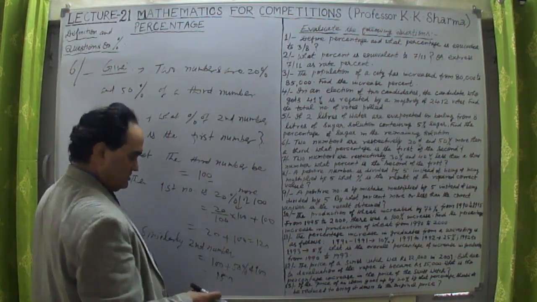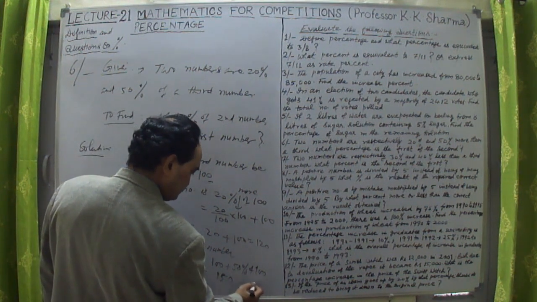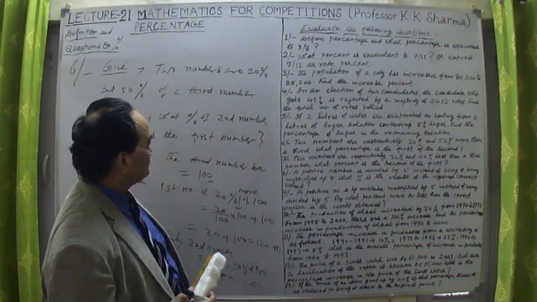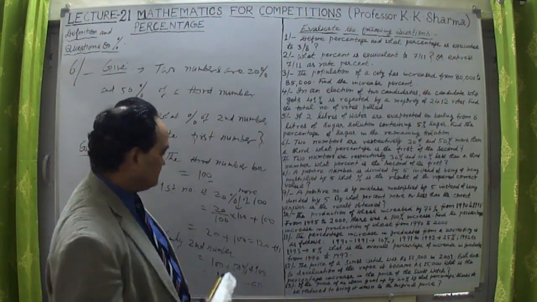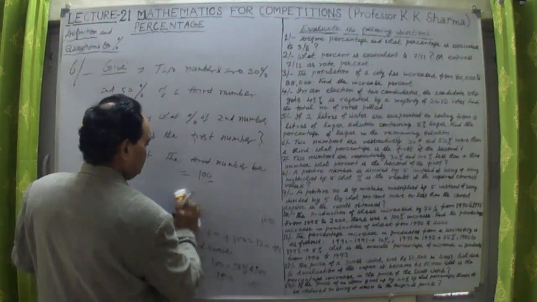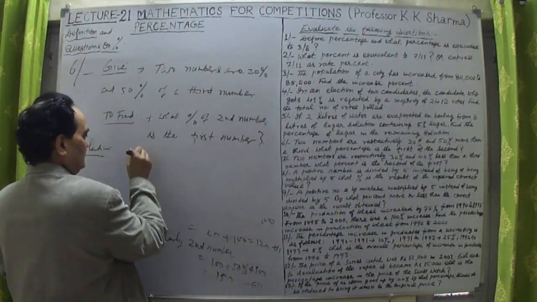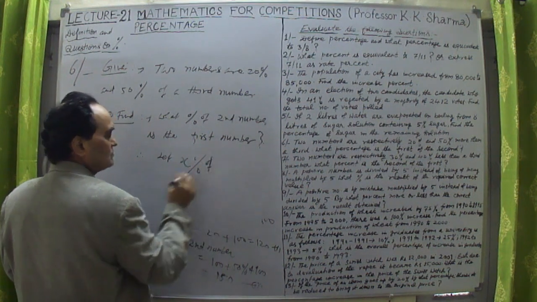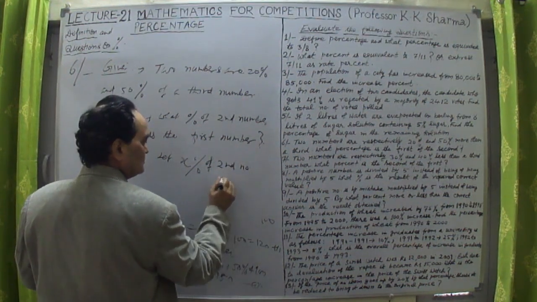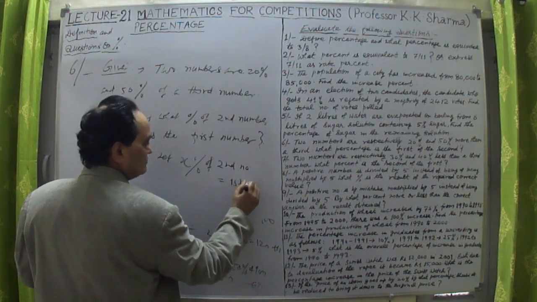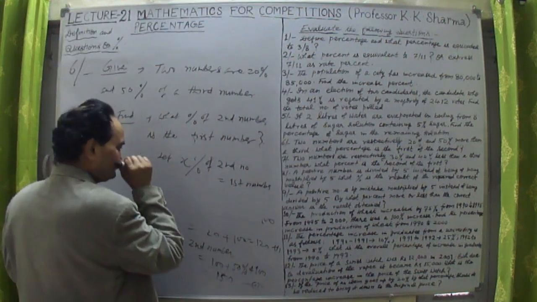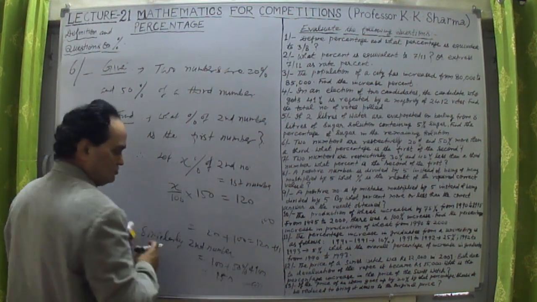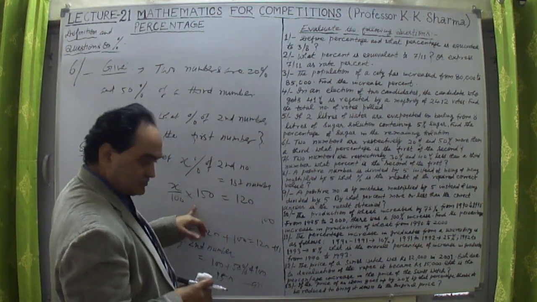Now we have to find out what percent of this number is this number. This is the second equation, this is the first equation, 120. Suppose the first number is x percent of the second number. Therefore, let x percent of the second number be equal to the first number. That means x upon 100 of 150 is equal to 120, and 120 is the first number.